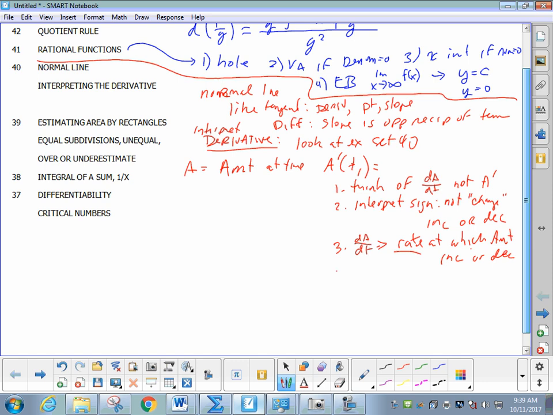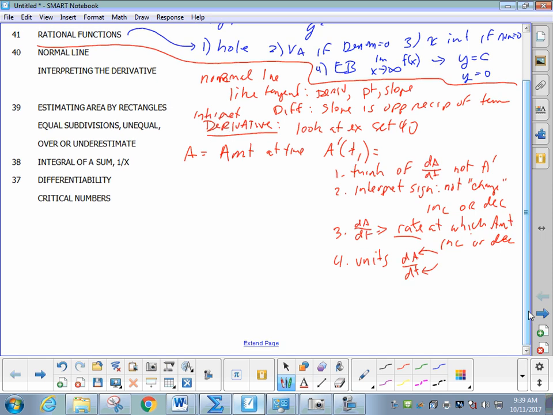And last, don't forget the units. Use dA/dt units, use A's units and t's units as a guide. It should be a rate with those units in your rate. Inches per second, meters per day, whatever it might be. Okay? Pounds per, problems per minute. We'll practice that in a second. On 39, sorry, I probably spaced this terribly. Figure out a place you can make these notes happen.